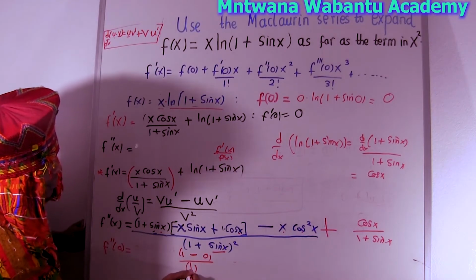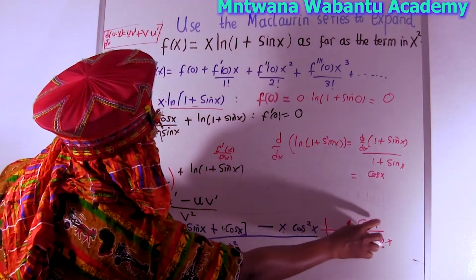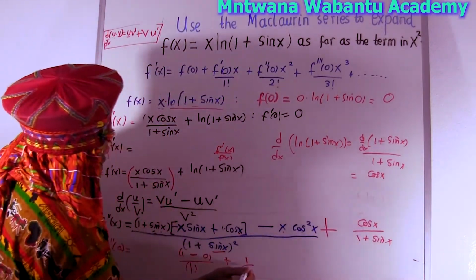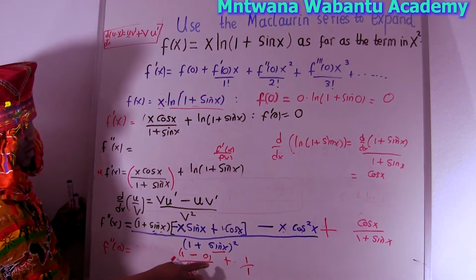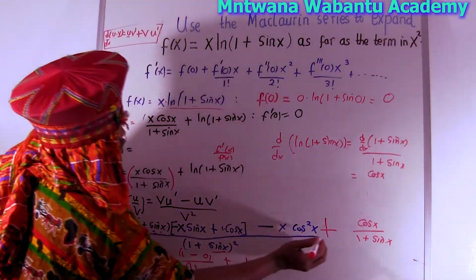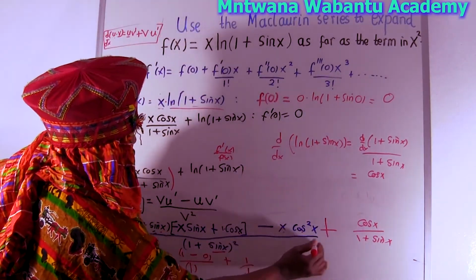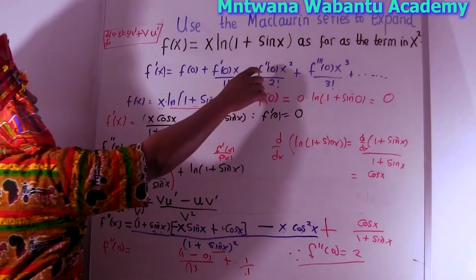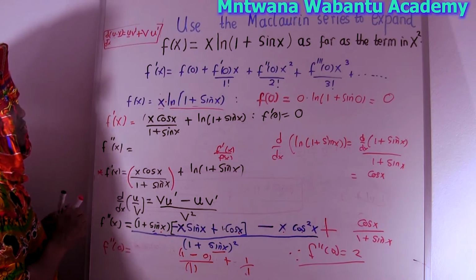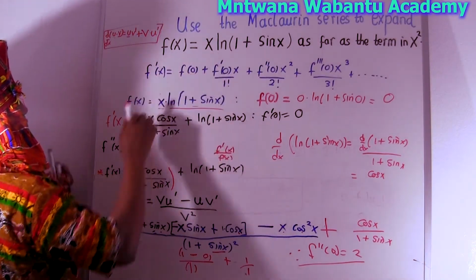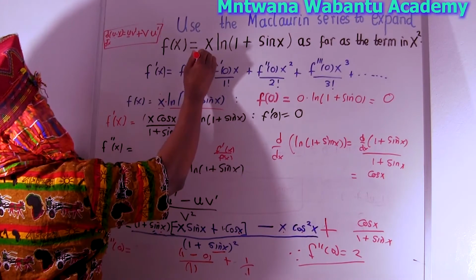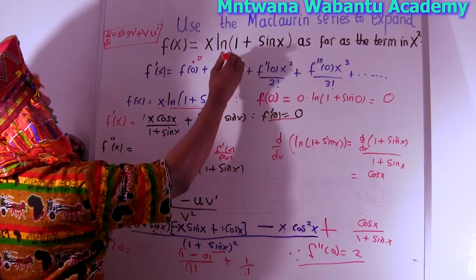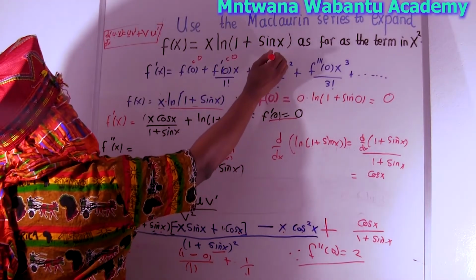Squared equals 1. Now we plus here: cos of 0 equals 1, and then we go over 1, because sine of 0 equals 0, so 1 plus 0 equals 1. So 1 minus 0 is 1, over 1, 1. Plus 1 equals 2. So now the second derivative of f at 0 equals 2. We know the first derivative of f at 0 equals 0, so this equals 0, and this also equals 0. But this equals 2.